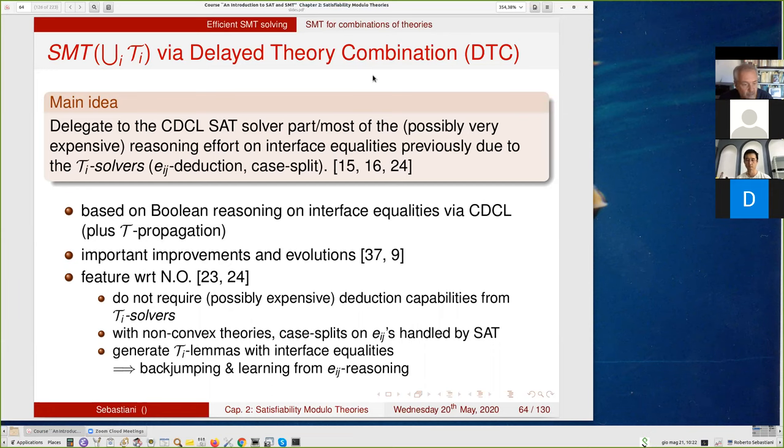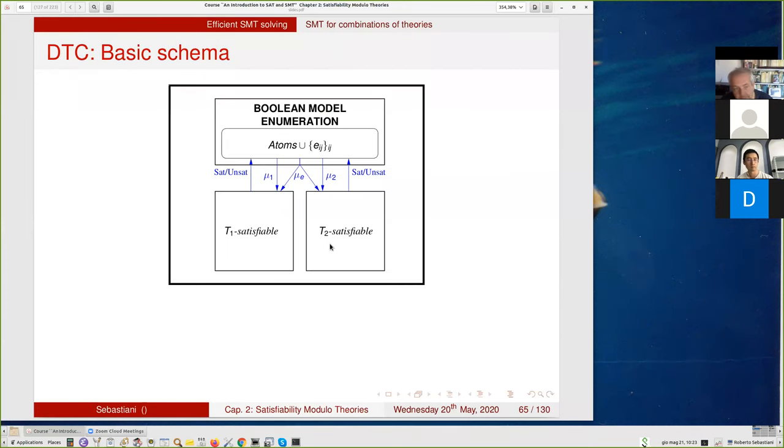So this allows us to do some very nice things like avoiding possibly expensive deduction capabilities from the theory solvers and let the SAT solver handle the case split induced by the non-convexity of the theory. And what is more important, to generate theory lemmas which involve interface equalities, which allows for backjumping and learning. Let's see what the idea is.